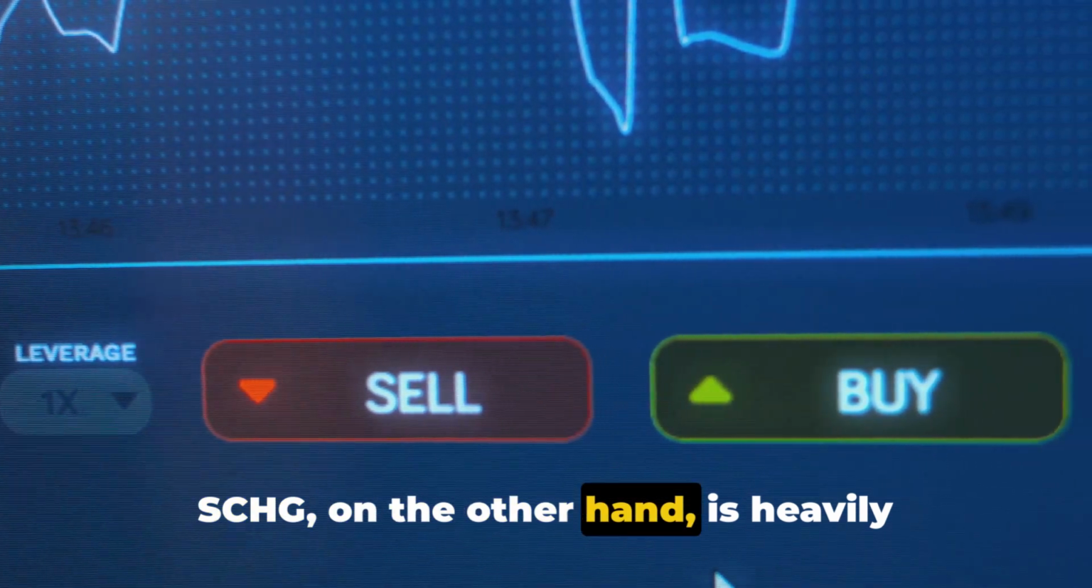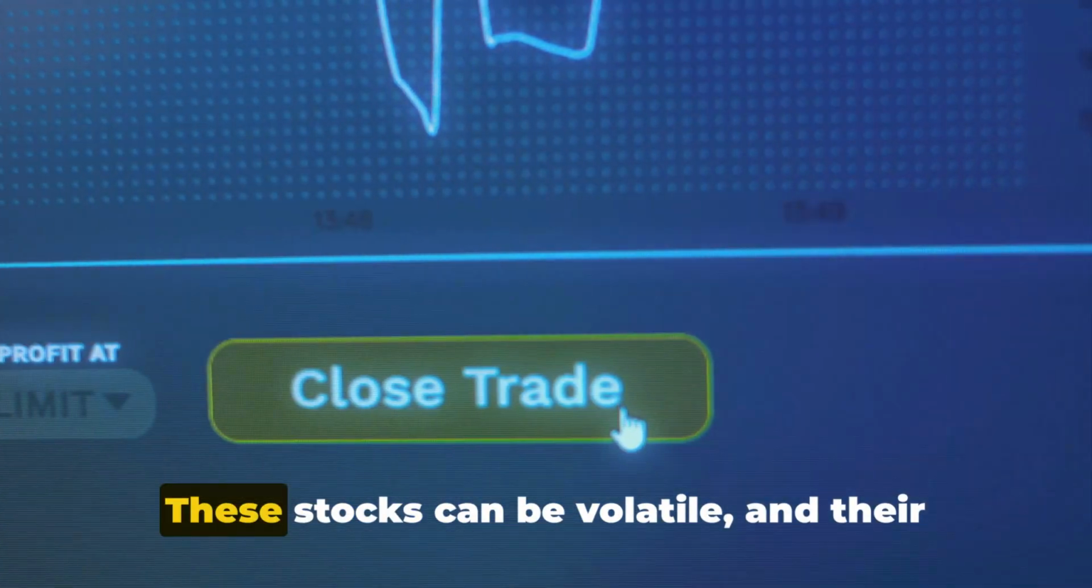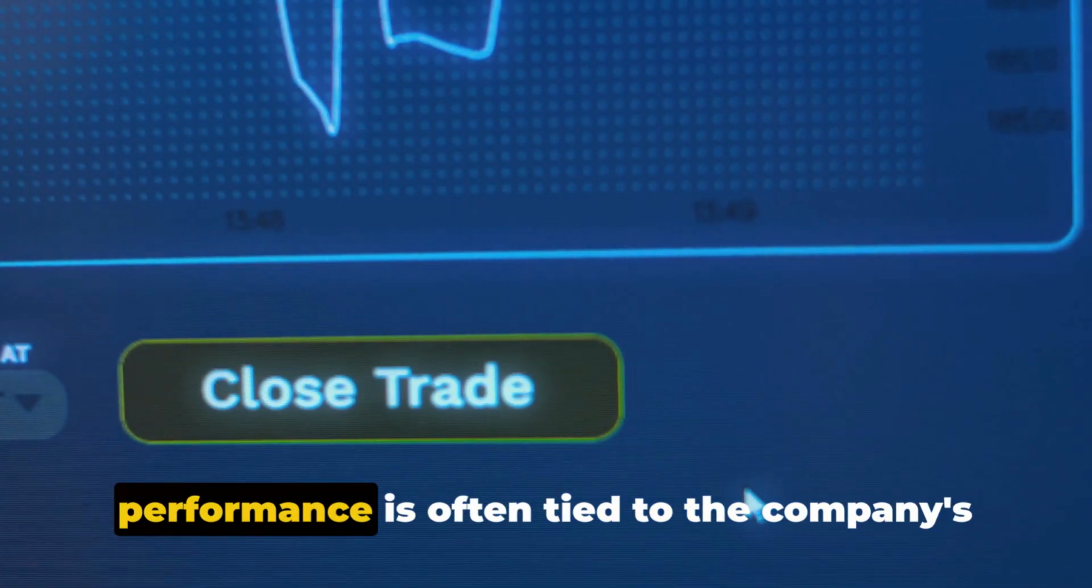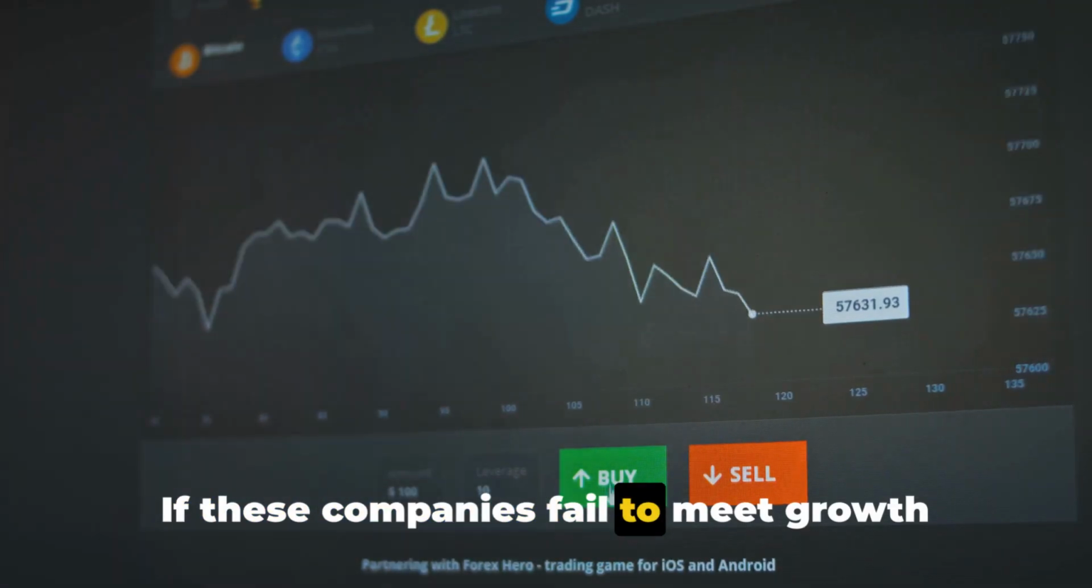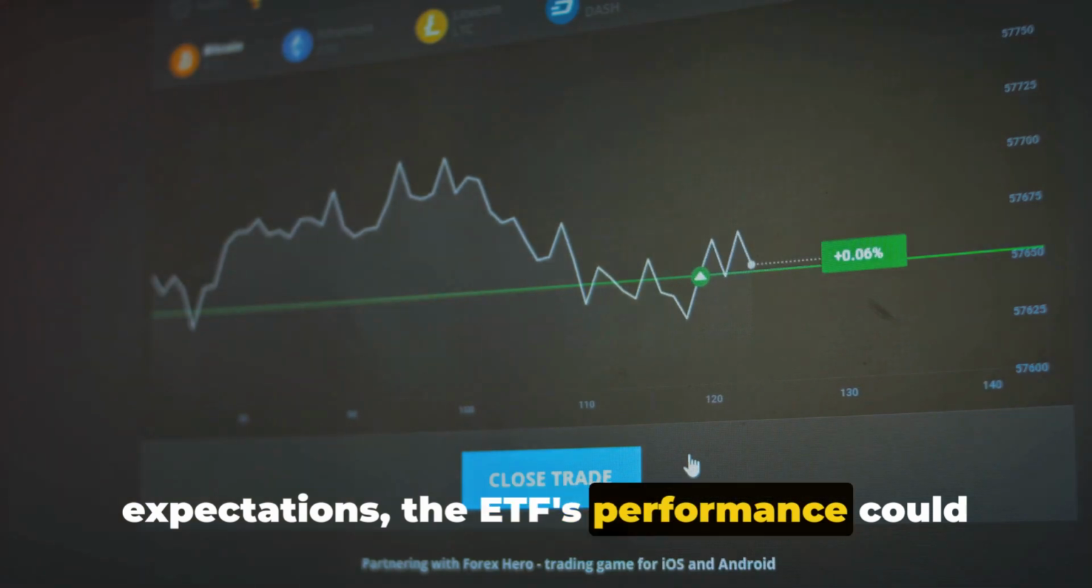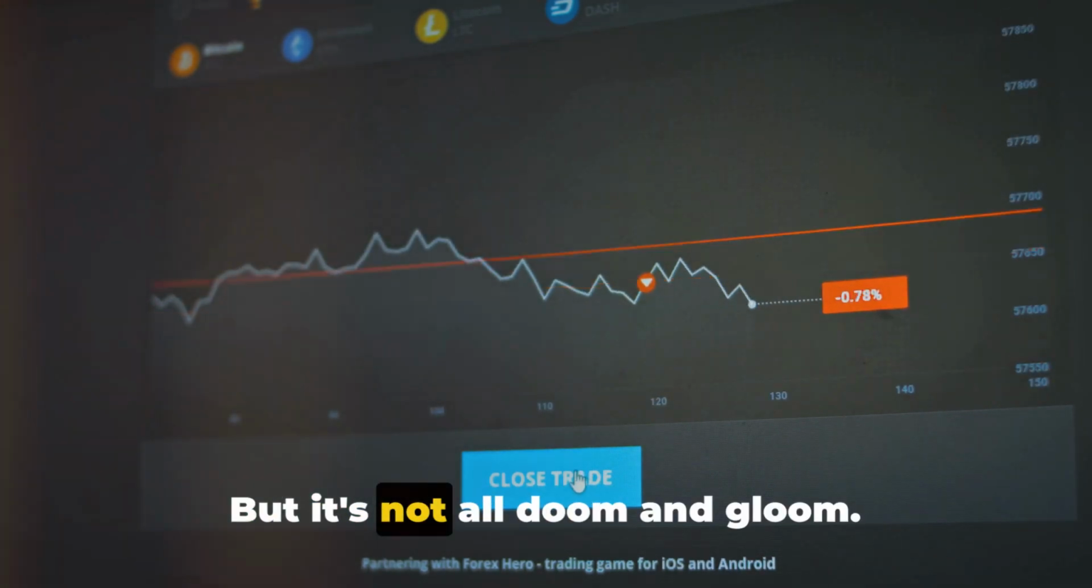SCHG, on the other hand, is heavily invested in growth stocks. These stocks can be volatile, and their performance is often tied to the company's growth prospects. If these companies fail to meet growth expectations, the ETF's performance could take a hit. But it's not all doom and gloom.